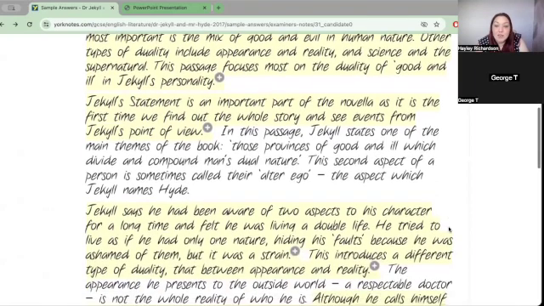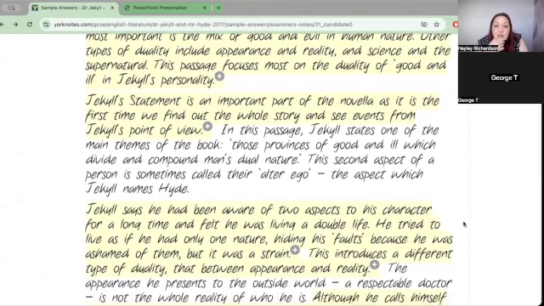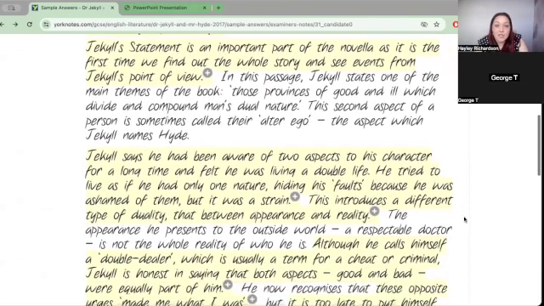In this passage, Jekyll states one of the main themes of the book, those provinces of good and ill which divide and compound man's dual nature. This second aspect of a person is sometimes called their alter ego, the aspect which Jekyll names Hyde. So can you see, that's a really good point, but there's no points. He's not been given any marks there because it doesn't actually add anything. It doesn't explain why the author has written it or anything like that. It's just stating a fact.